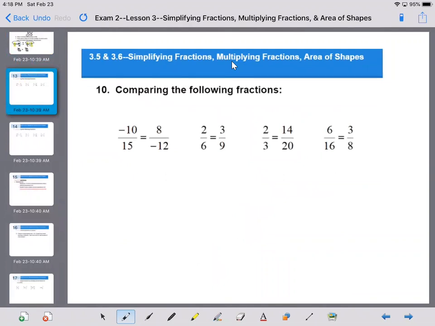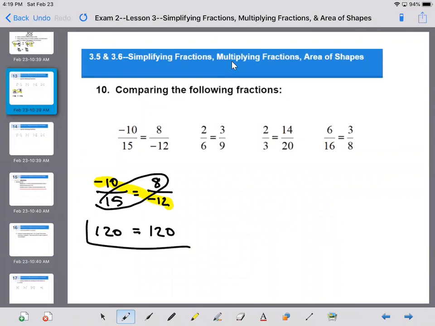So negative 10/15. I just want to know if they're equivalent. And so 15 times 8, that's 120, and 40, that's 120. And then negative 10 times negative 12, negative times negative is a positive, that's 120, and so those are equivalent fractions. Here, if you look at 2 times 9, you're going to get 18, and 6 times 3, you're going to get 18. So those are also equivalent fractions.